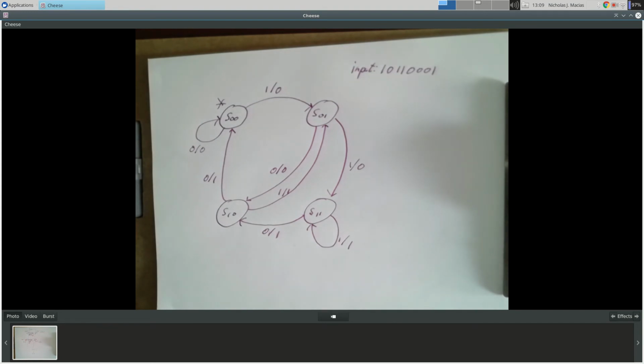0, 0 goes to itself. Got it. And the input is 0, 1, 0. So it'll stay. Yep. It'll go to 0. And then 0, 0 goes to 0, 1. And then state 1, 0, and we have a 1. And then 0, 1 goes to 1, 0. It goes to 1, 0 to 0.